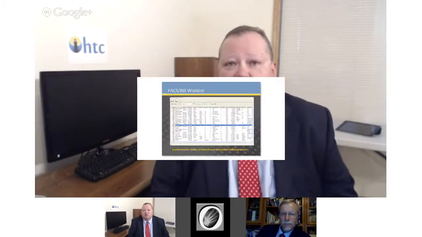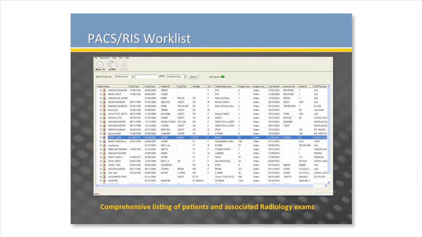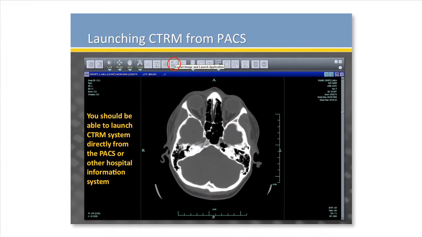So I'd like to talk a little bit about interfacing a CTRM system to the hospital's radiology IT systems. One of the common ways to do that is through the PACS. So for example, on the PACS you might see a patient work list similar to this. You would select a patient from that work list and bring up their exam. In this case, it's a CT exam of the head. Once you dictate that exam, if it was a critical exam, you would then identify that to the system in common ways, maybe a function key or a button on the screen.